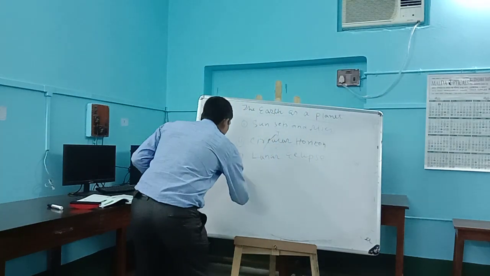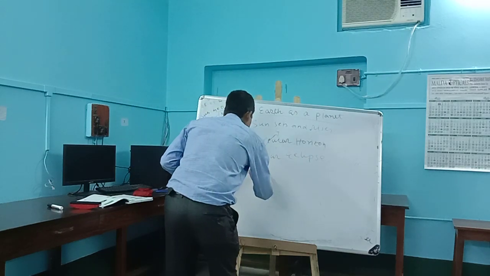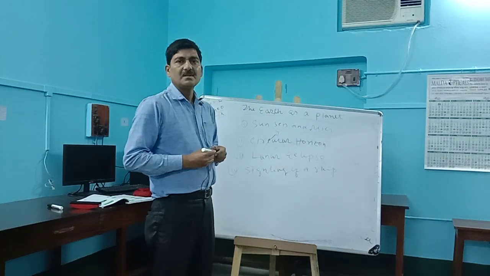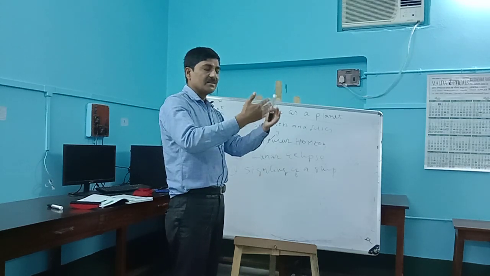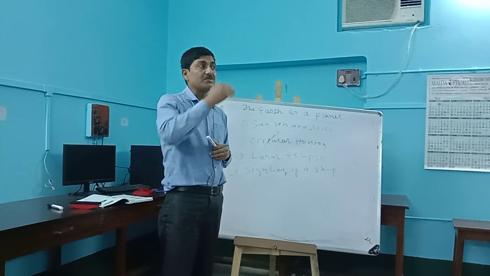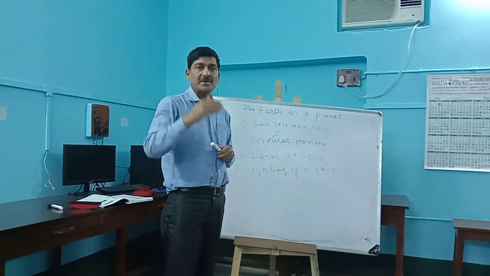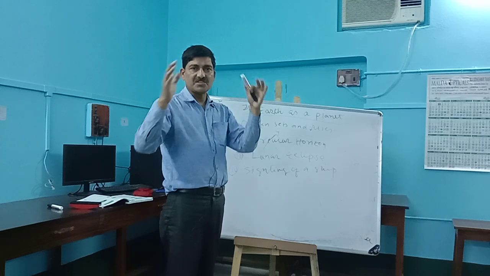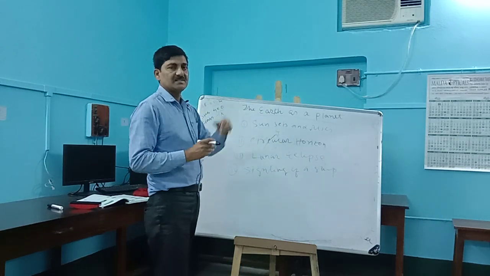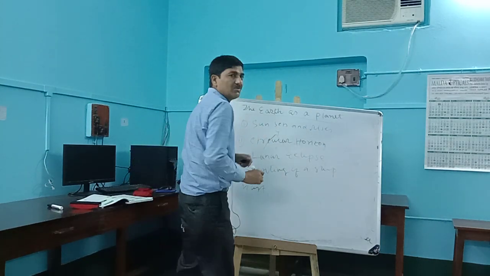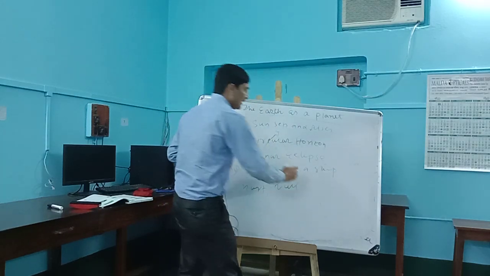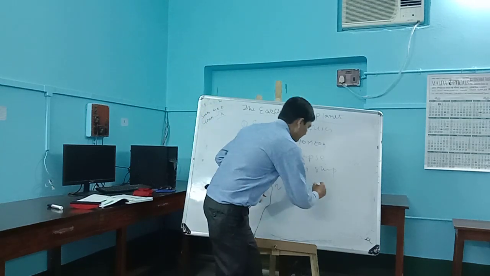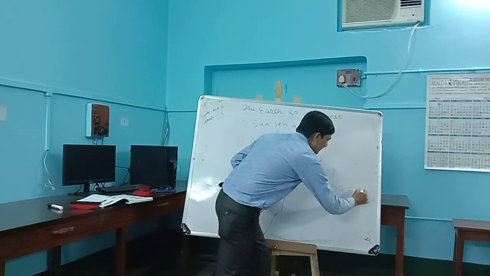The fourth important proof is the sighting of a ship. If you are standing near the shore of the sea and looking at a ship approaching you, you cannot see the entire ship at the same time. First, you can see the mast of the ship, then you will see the hull, that is, the middle portion. Gradually, when it comes near to you, you will see the entire body of the ship.